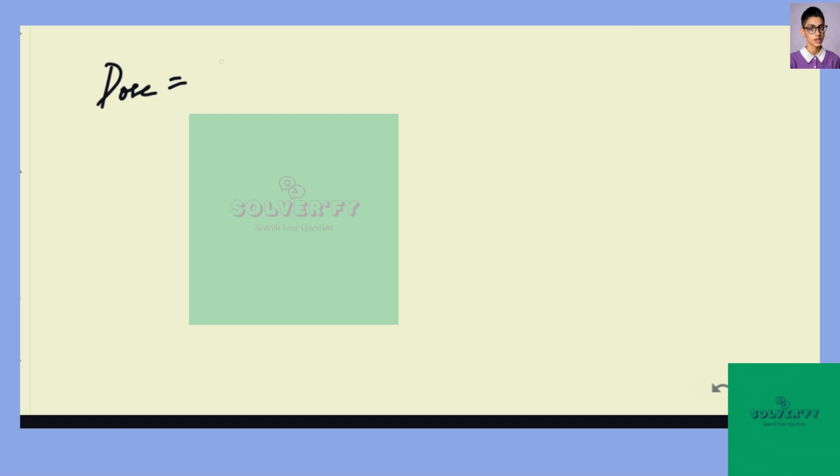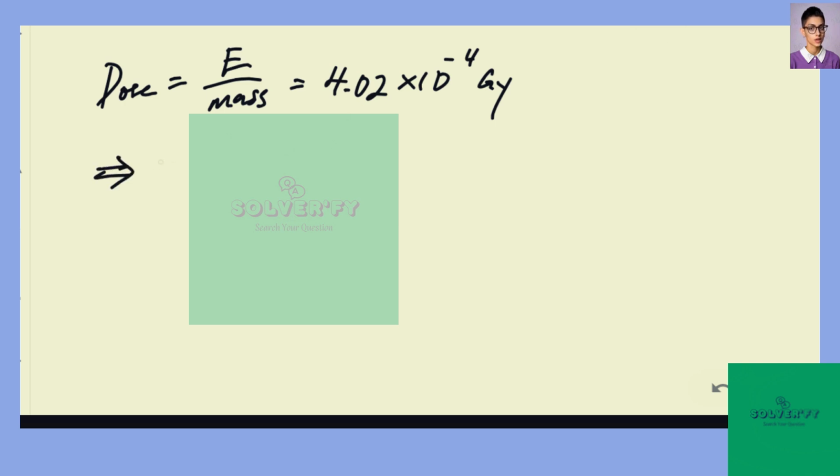Right. Next, to get our dose, we take the energy divided by the mass of our person, which we are told to assume to be 65 kilograms. So we get a dose of about 4.02 times 10 to the power minus 4 grays. And therefore, our dose in terms of sieverts is also 4.02 times 10 to the power minus 4 sieverts, since beta particles are assumed to have an RBE of 1.